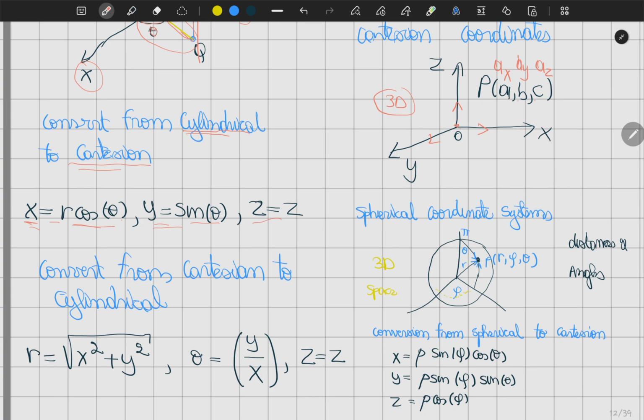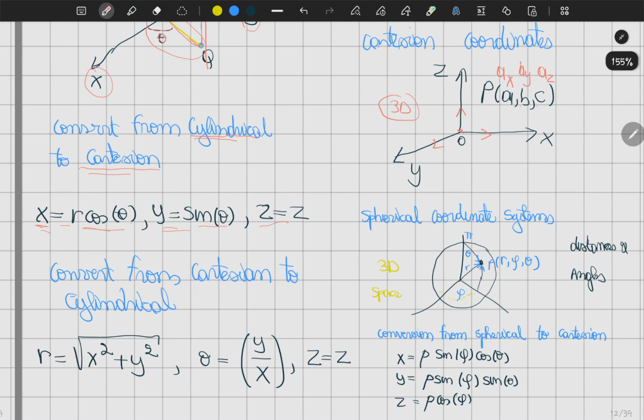Now we're not done yet. Now conversion from Cartesian to cylindrical, you get the resultant from square root of x squared plus y squared, and you can use this for 3D. Okay, so this is how you can solve for those unknowns, z equal to z, and the same goes for this. This is when you work with 3D. You can see we have z.